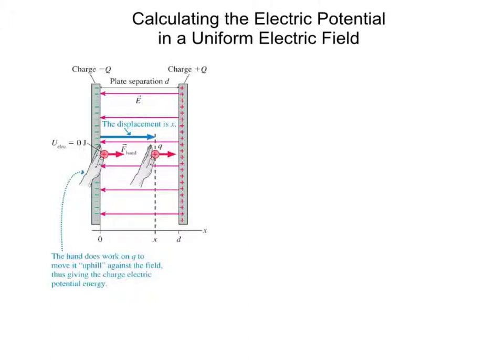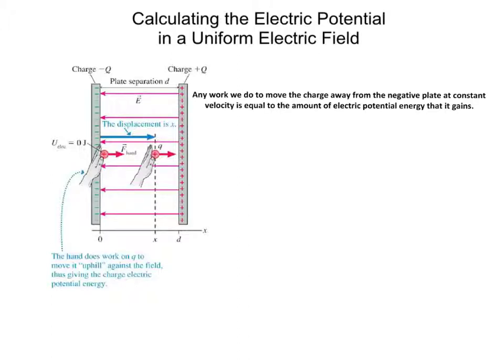This is just like lifting a mass in a gravitational field. The work that is done to lift a mass at constant velocity is equal to the amount of gravitational potential energy that it gains. We have to say constant velocity here because if it's changing velocity, we would have to consider a change in kinetic energy as well, and we want to keep this as simple as possible. So we say constant velocity. Okay, so the 0 point of electric potential energy is the negative plate. Any work we do to move the charge away from the negative plate at constant velocity is equal to the amount of electric potential energy that it gains.